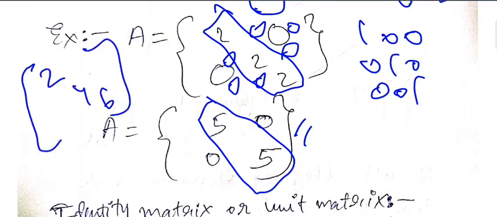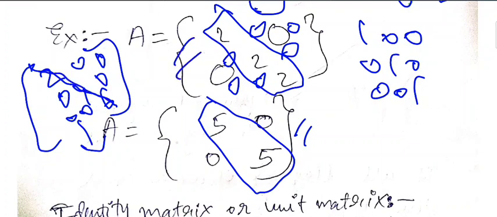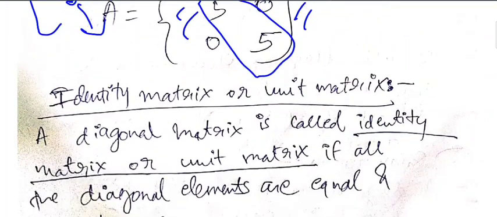2 4 6 0 0 0 0 0 0. Suppose it is like this, then it will be a diagonal matrix, because the elements are not equal and only diagonal elements are present. But if these three become equal like this, then it will become a scalar matrix. But if they become 1, then it will become an identity matrix. This is the thing which you have to bear in mind.